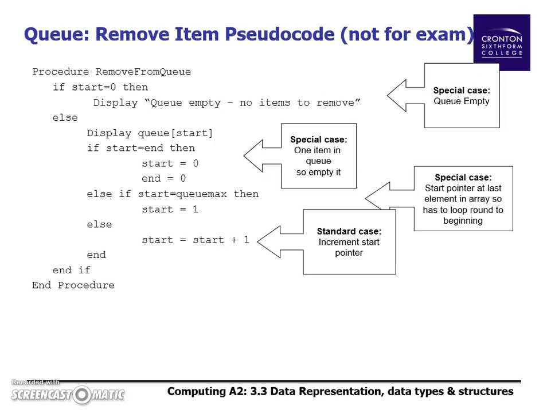Okay, again, what we're saying is if start equals 0, then display queue empty, there's no items to remove. And then we've got our 2 special cases. So there's one item in the queue, so empty it. We've got another special case, so we're saying start pointer at the last element in an array, so it has to loop round back to the beginning. And then we've got our standard case, so increment the start pointer by 1.